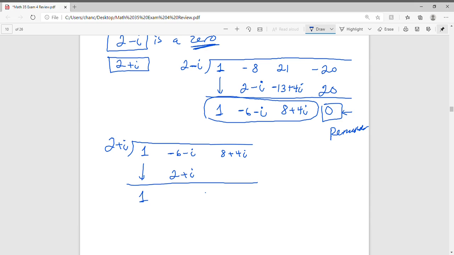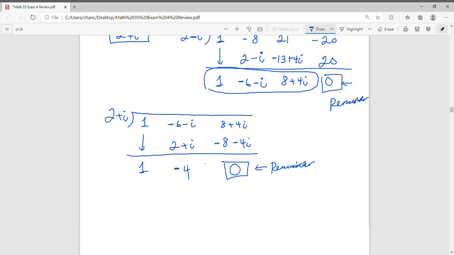Negative 6 minus i plus 2 plus i gives us a negative 4. 2 plus i times negative 4 is negative 8 minus 4i. And when we add this up, we do get a 0. That is exactly what we should get because we know the conjugate is also a 0.